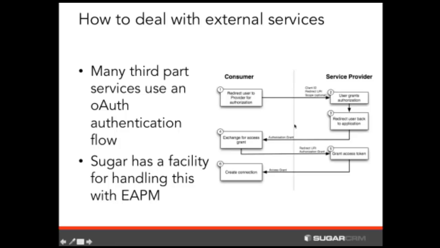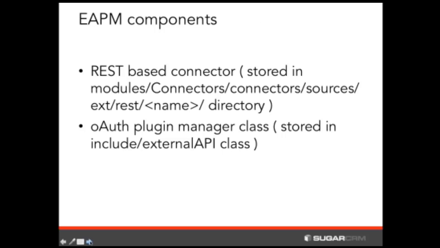In the flow you see here, the consumer, the Sugar application, goes to the service provider, gets redirected there to grant the authentication, and gets the exchange grant returned back. Then we ask for an access token and the connection is made. That's a very common flow. Sugar, however, has a really nice facility for handling this, called EAPM, External API Management. It has a defined set of libraries, and all you need to do is plug in the guts of how it works, and Sugar takes care of the rest from both the library and the application standpoint. Let's look at how this works.